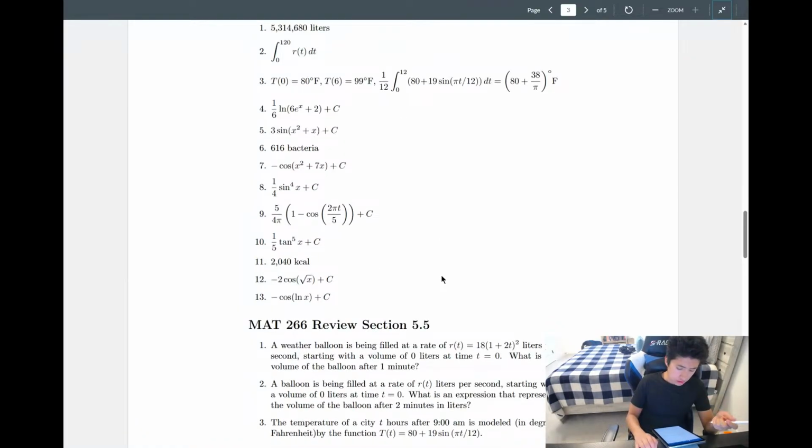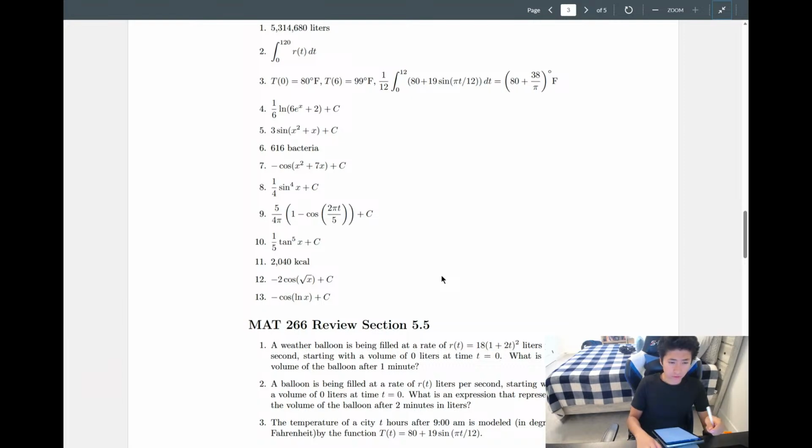I got 1/6 times ln of 6 to the power of e. Whoops. No. There you go. 6 e to the power of x plus 2. And they got the, oh, whoops, in the plus, yeah, plus c. Perfect. That's super correct. Number 5, we got 3 times sine of x squared plus x. We got the same thing. Well, we forgot the c, but essentially correct. 6, we got 388. They got 616.